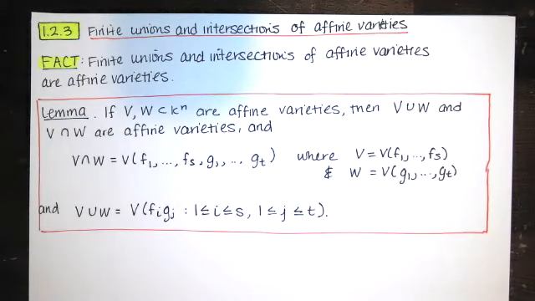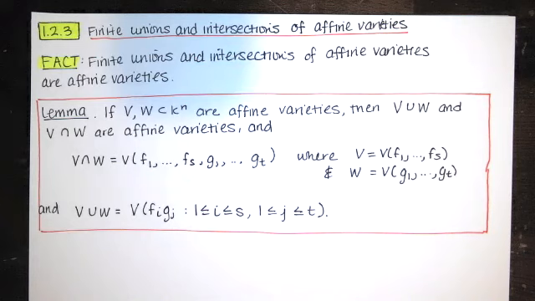In this video, we continue our discussion of affine varieties with a lemma about finite unions and intersections of affine varieties. So here's a fact. Turns out that if you have two affine varieties, the union of those affine varieties is also an affine variety, and the intersection of those affine varieties is an affine variety. And of course, if you can do that once, then you can do that as many times as you want.